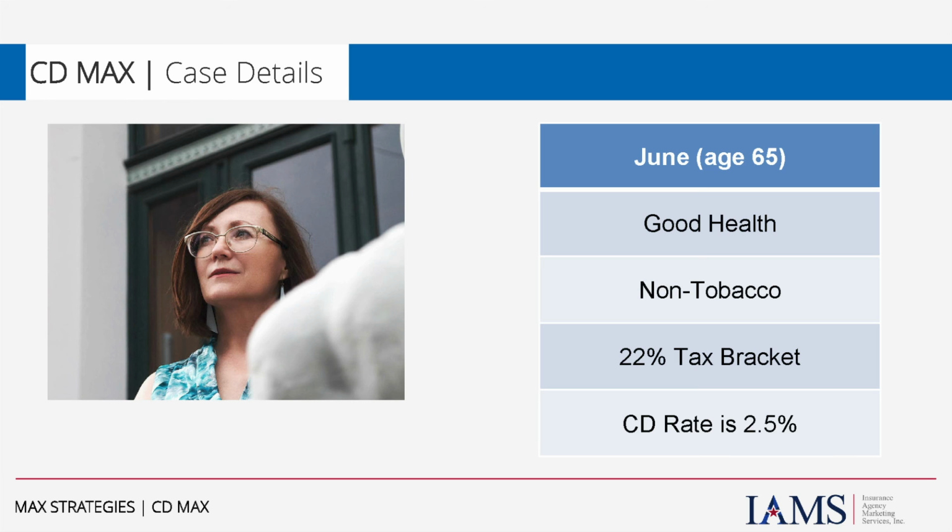For the case studies that we're going to look at on the CD Max concept today, we're going to use June. June is a 65-year-old female. She's in good health, no tobacco use. We're going to use a 22% tax bracket here. And again, we're being very generous with the CD rate. We're going to assume that it's 2.5%.